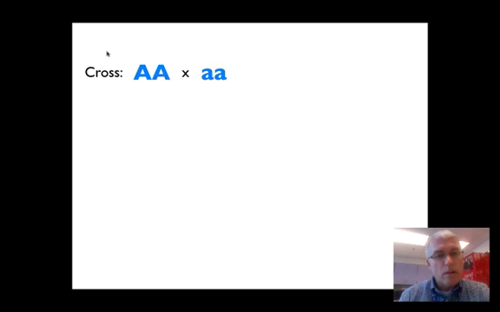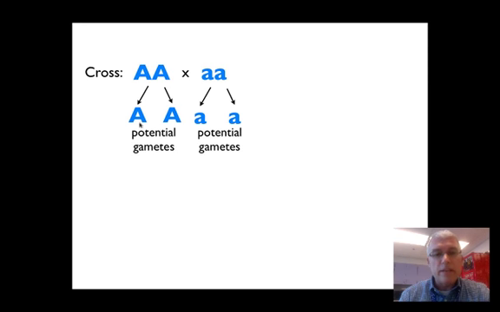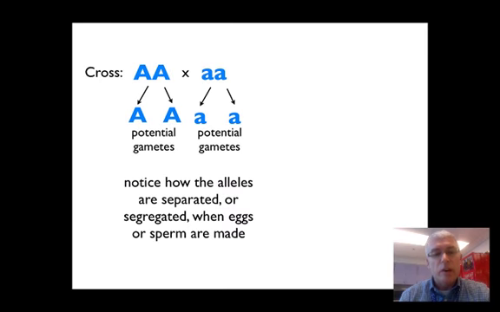In this first cross, we're going to cross a big A individual with a little a individual. According to Mendel's law of segregation, in this individual, these two alleles have to get away from each other. So they're going to separate. They could be egg cells or sperm cells. And this individual's alleles are going to have to separate also into a single little a and a single little a. Now these are potential gametes. These could be egg or sperm, and these could be egg or sperm. And we're going to need to combine one of each to make the future generation. So notice that these alleles are now separated, and they're segregated when eggs or sperm cells are made.